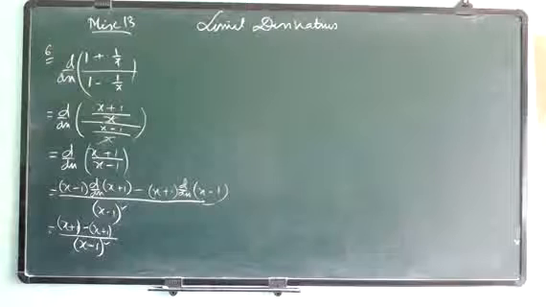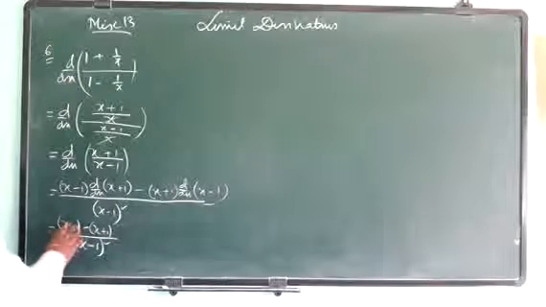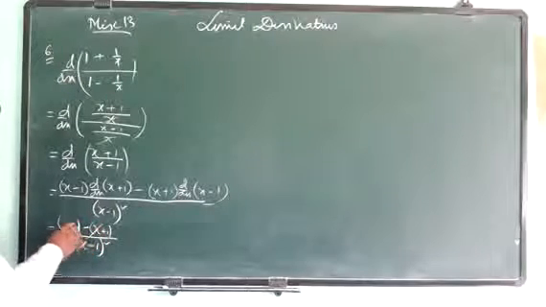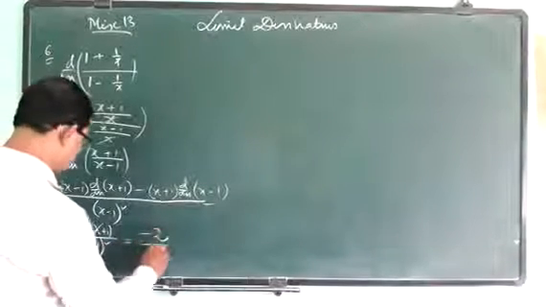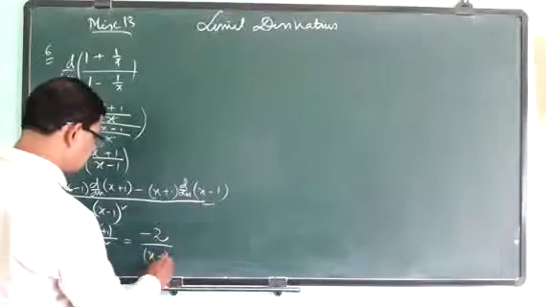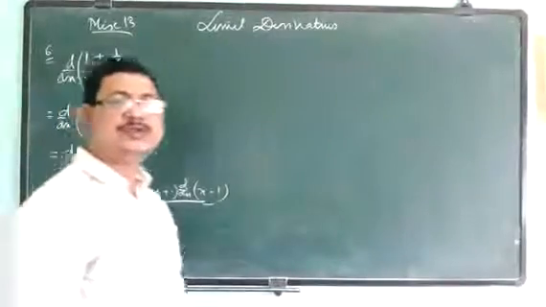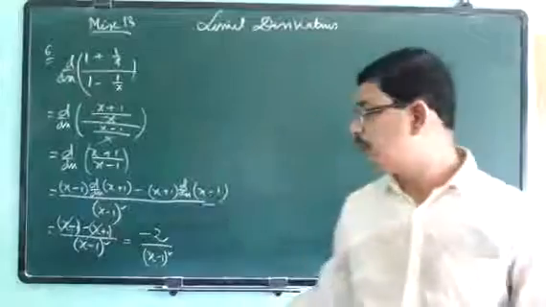Now students, you see, sorry, it is minus 1. So you see plus x minus x will cancel. And in the numerator we will get minus 2 and in the denominator (x minus 1) whole square. So this is our answer of question number 6.